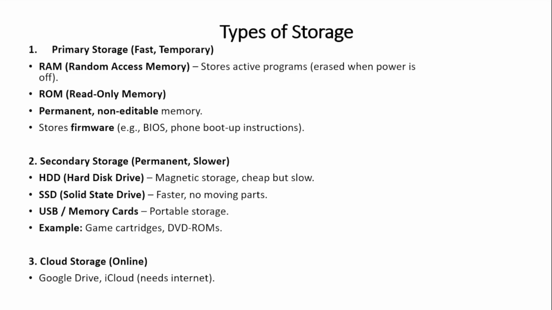While the ROM is read-only memory. It's a permanent and non-editable memory. It stores the firmware, which is the boot up instructions of the computer or your mobile phone. That is why if you format your mobile phone and you turn it back on, it will still boot. Why? Because the firmware, which is the boot up instructions, is still there. You cannot format it. It's non-erasable. You cannot erase it. It's just there. Same thing with your computer.